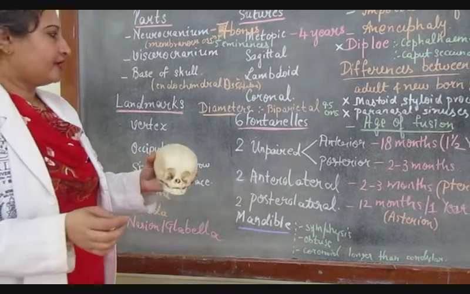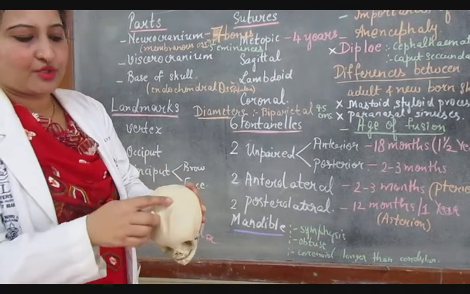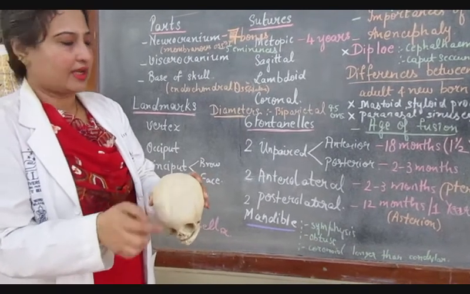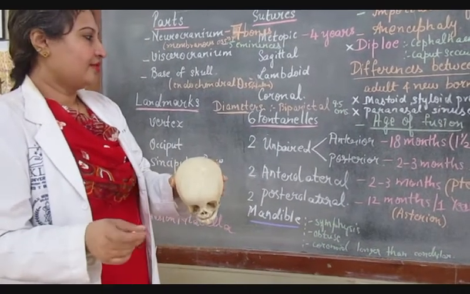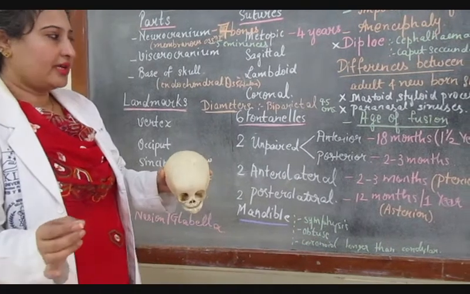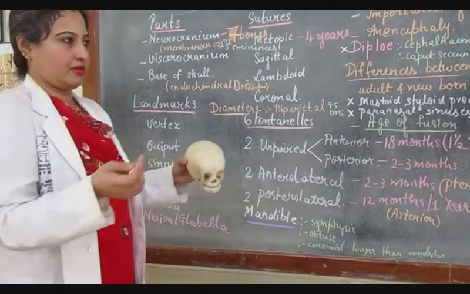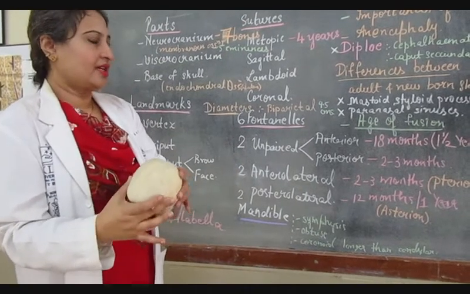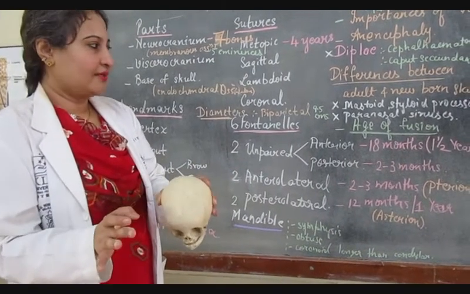Then we have done the fontanelles, which are wide gaps filled by membrane, and there is no ossification yet. This is required especially for molding, that is the decrease in the biparietal diameter for easy vaginal delivery. It has to fuse by 18 months of age.